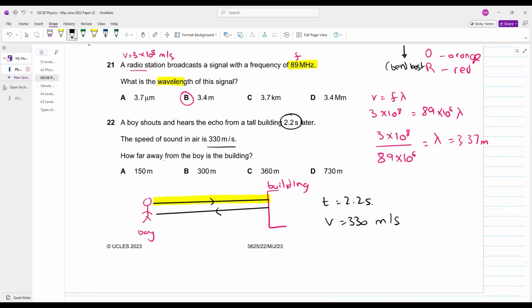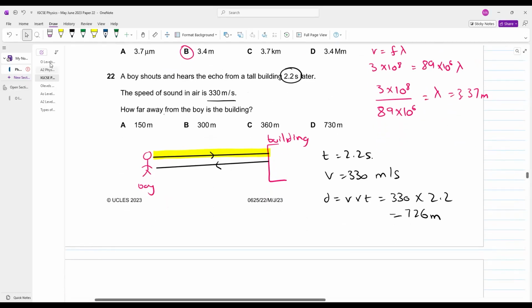First of all, let's apply the simple formula. Distance is equal to speed into time. Speed is 330, time is 2.2. What does your distance come out to be, beta? 330 into 2.2. Distance comes out to be 726 meters. But there is a problem.